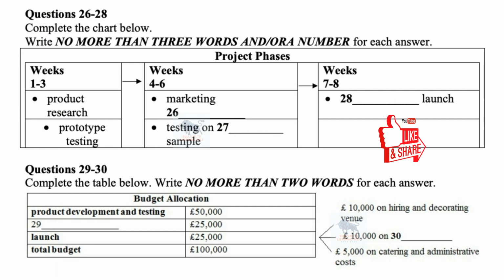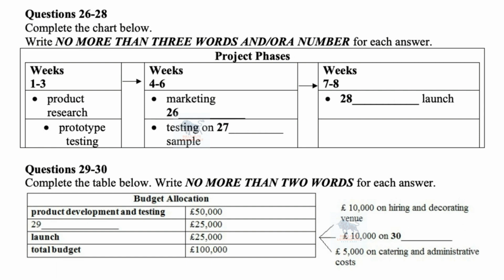Has the timescale been agreed yet? Yes. You said we have a total of 8 weeks to bring the product to launch, so we've decided to allocate 3 weeks at the beginning to product research and prototype testing. Very good. Then after that, we are going to spend a further 3 weeks formulating our marketing strategy and doing some research and testing on a sample of the target market itself to get some feedback. And presumably the last 2 weeks will be devoted to the launch? Exactly. Now, let's talk estimated costs.